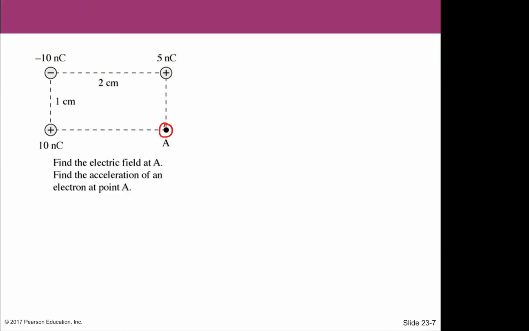First, just get all my units to my standard units. So get centimeters to meters, nanocoulombs to coulombs. Okay. Yep. That's a good first step.